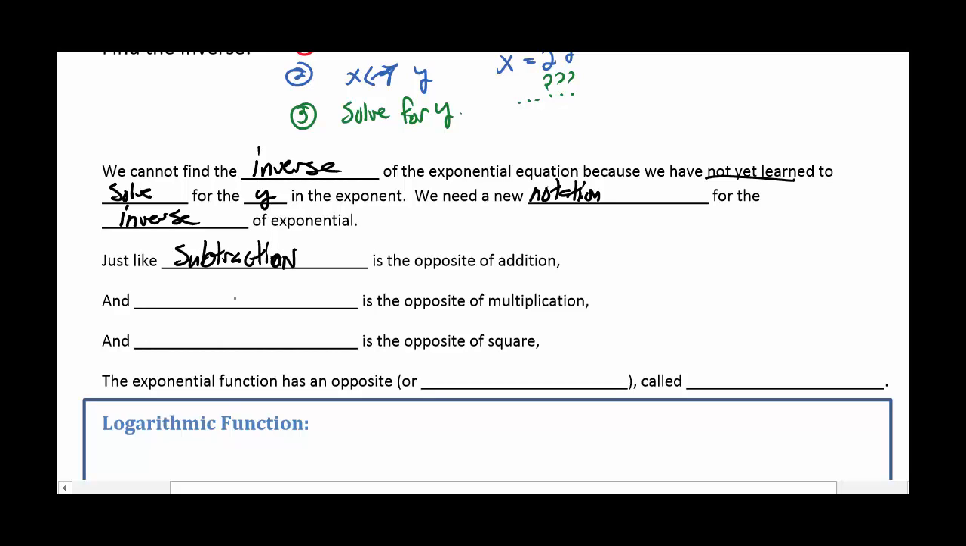What's the opposite of multiplication? Division. And what about squaring? What's the opposite of squaring? Well, that would be a square root, which would be considered an opposite. And so the opposite of an exponential function, or inverse, the thing that undoes it, we call a logarithm.